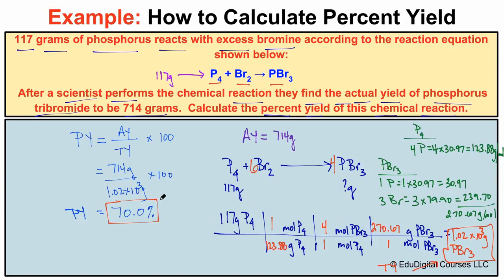So what does this mean? Well, theoretically we should have ended up with 1.02 times 10 to the third grams, or the scientists should have ended up with this many grams of phosphorus tribromide, but instead when they were in the lab they ended up with 714 grams of it, which represents 70.0% of what the true value or theoretical yield should have been. So that's how we can calculate a percent yield.